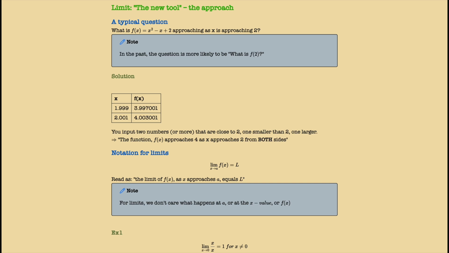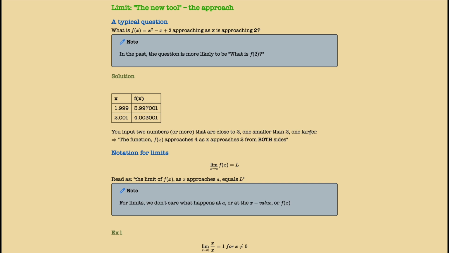Think of it like zooming in on a map. I like that analogy. As you zoom in, you start to see more detail, a clearer picture of what's happening in that specific area. That's the idea. Instead of looking at the big picture, limits allow us to focus on a specific point and see how the function acts in its immediate vicinity.